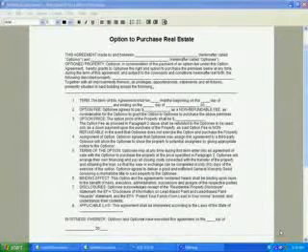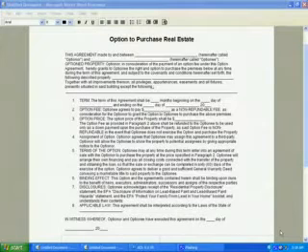Number 8, applicable law. The agreement shall be interpreted according to the laws of the state of, in our case, it would be the state of Texas, depending on where you are. I know we have students all over the country. Whatever state you're in is what you would put there. In witness whereof, optionor and optionee have executed this agreement on the blank day of blank 2000 and blank.